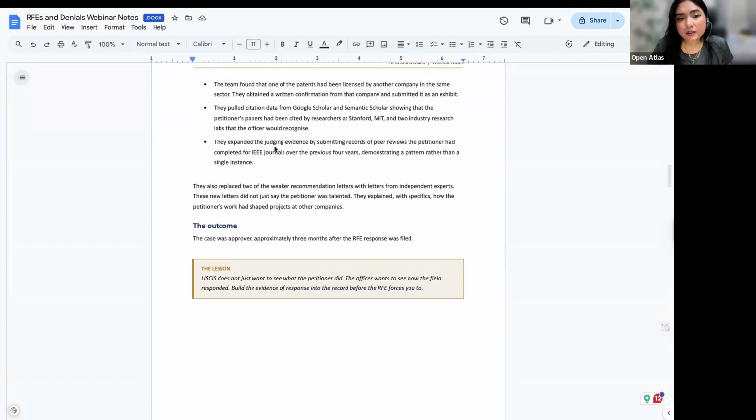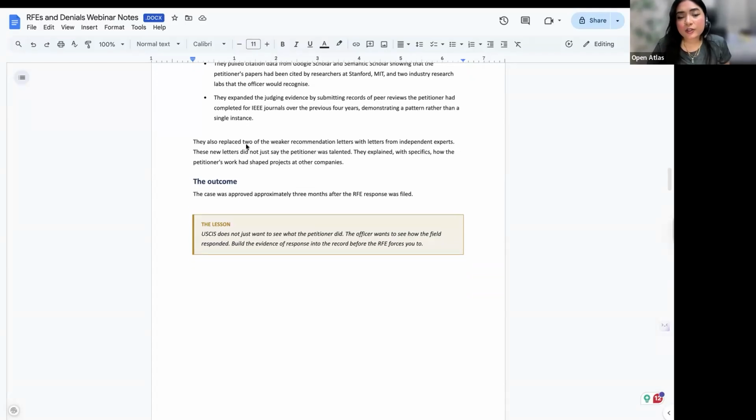They expanded the judging evidence by submitting records of the peer reviews the petitioner had completed for journals over the previous four years, demonstrating a pattern rather than a single instance. It was not submitted before, so we had to showcase the previous ones, tie them together, and then it went along. They also replaced two of the weaker recommendation letters with letters from independent experts. These new letters did not just say the petitioner was talented; they explained with specifics how the petitioner worked and shaped projects at other companies as well.